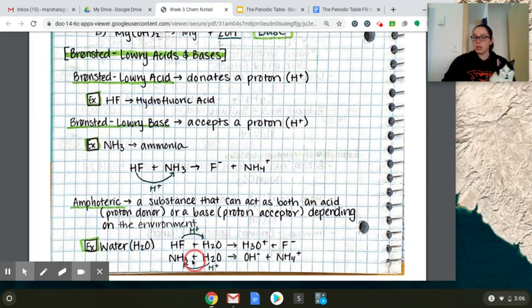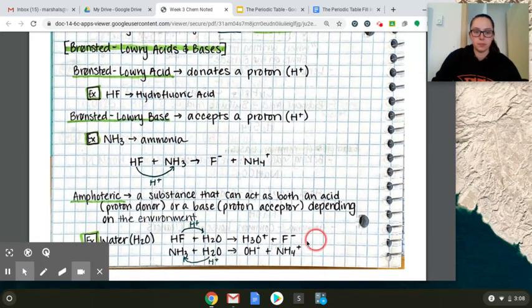But if you have ammonia in H2O, then you will see that the H2O donates a proton to NH3, and then we make OH- and NH4+. This is amphoteric. It doesn't matter that it is water, it just matters where the water is at the time. Okay, so I think we can establish that water's pretty cool.